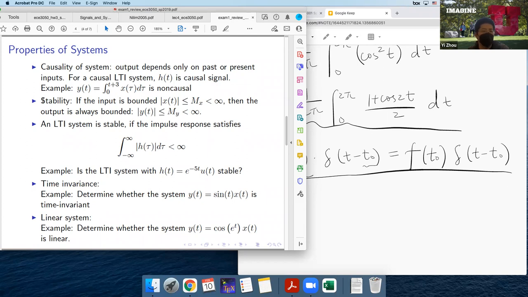And then the second property of systems is stability. Now we say a system is stable if the input is bounded, then the output is also bounded. Okay, so we have this bounded input, bounded output property. If it satisfies this property, then we say the system is stable. And in particular, for linear and time invariant systems, a sufficient condition for stability can be the absolute integrability of the impulse response. So if the impulse response is absolutely integrable, then the LTI system is stable. Okay. So here we have this magnitude, not absolute value, because the impulse response can generally be a complex signal.